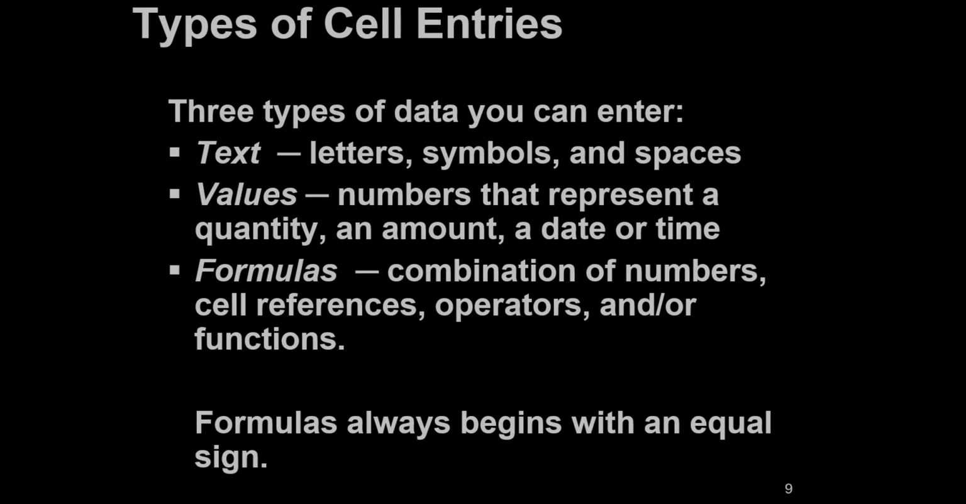Now cells can have 3 different types of entry. Either text, which could be letters, symbols, spaces; values, which are numbers basically. It could be any quantity, an amount or a date or a time; and formulas, which is a combination of numbers, cells, and so forth with operators and functions. And formulas always begin with an equal sign.